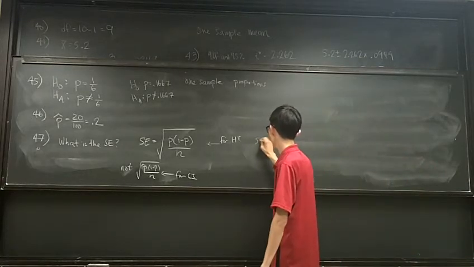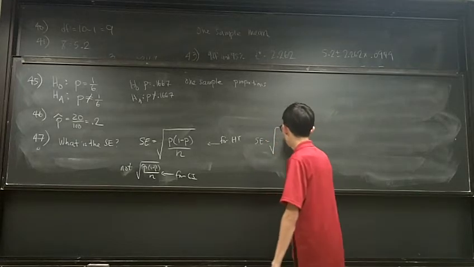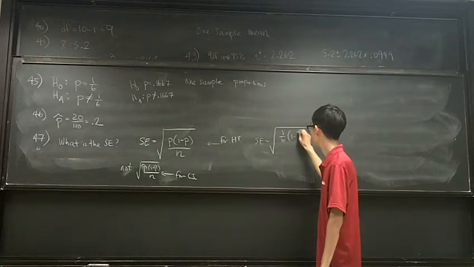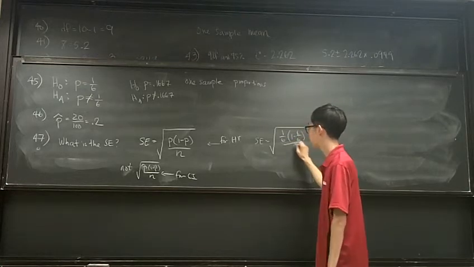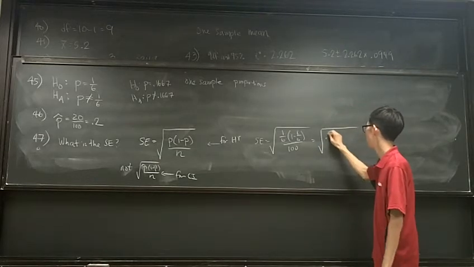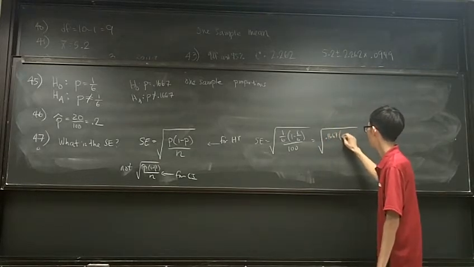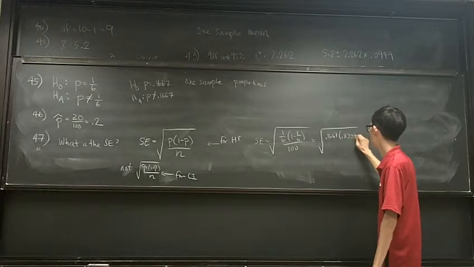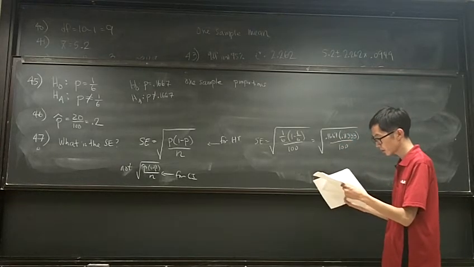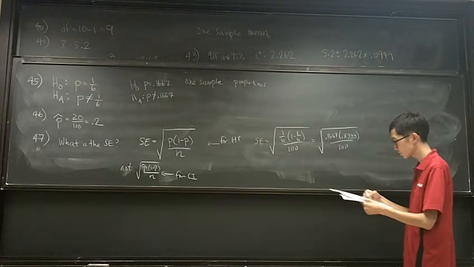So our standard error is equal to the square root of 1/6 times 1 minus 1/6, which is 5/6, over n, which is 100. So this is the square root of 0.1667 times 0.8333 over 100. And the answer you get is 0.03727.